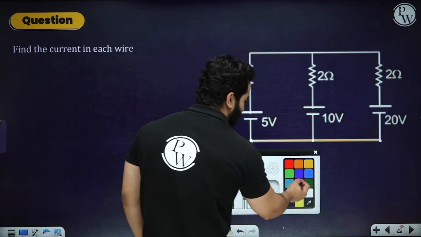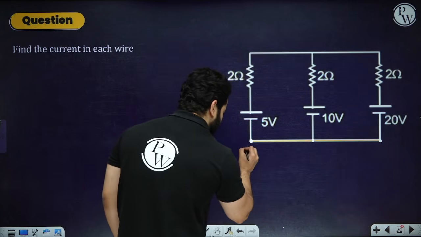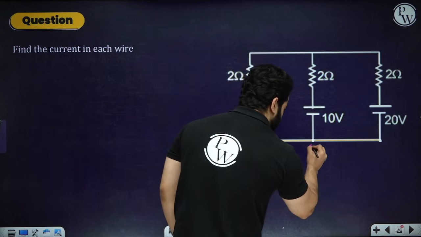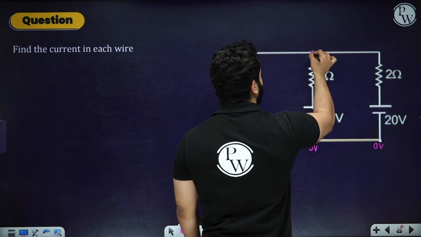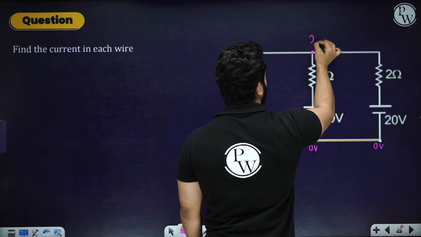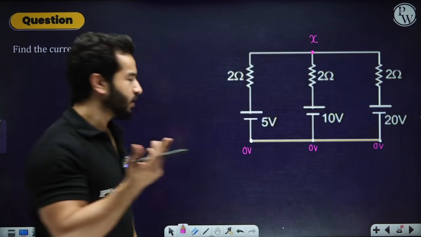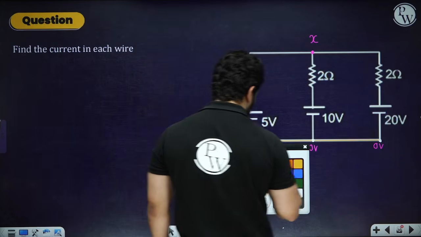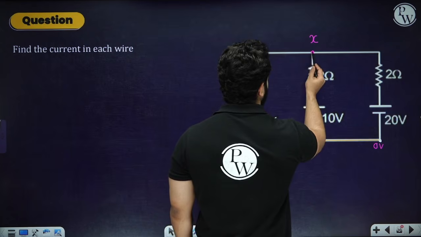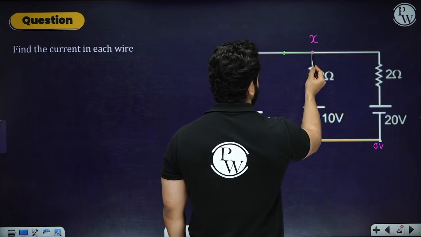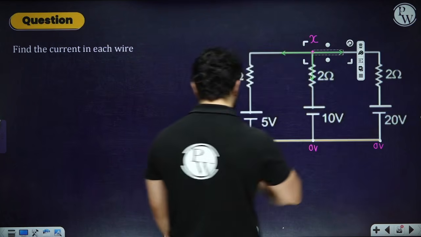So let's suppose that this point has 0 volt potential. Now this is where I was talking about how we are going to assume some things. So let's suppose that this has got 0 volt, so this will also have 0 volt, and this will also have 0 volt. Let's say the potential of this point is X volt. I can assume that. Next thing that I am assuming is, let's say current I1 is flowing like this, current I2 is flowing like this, and current I3 is flowing like this.